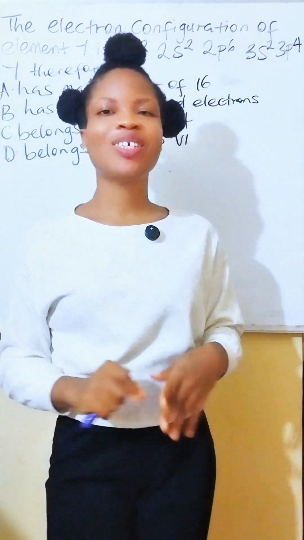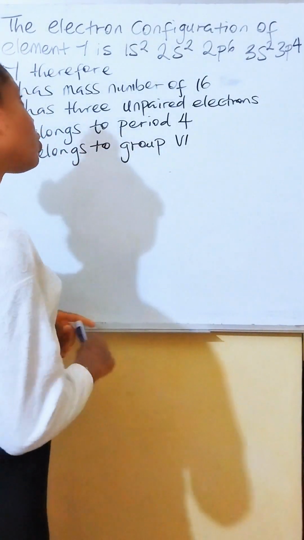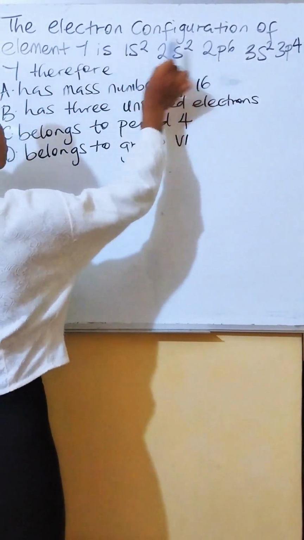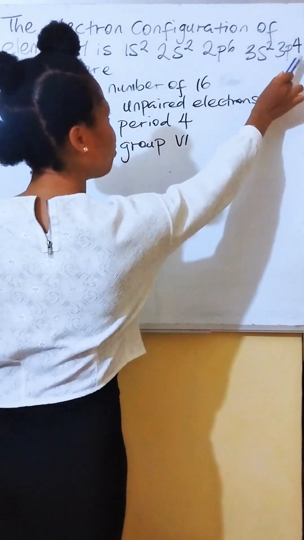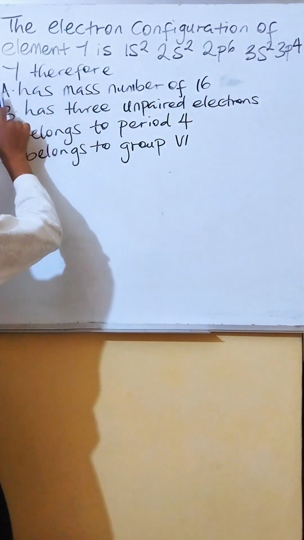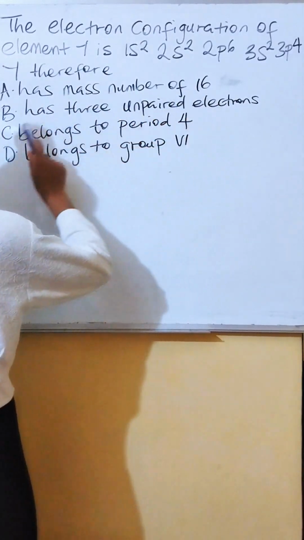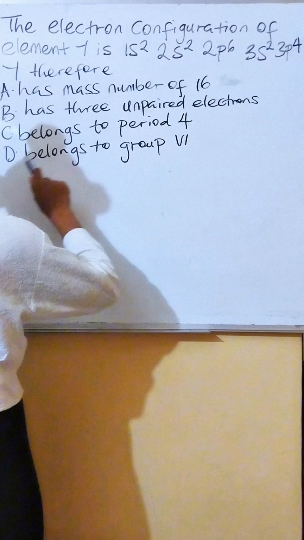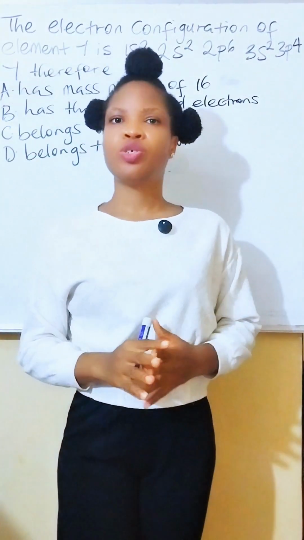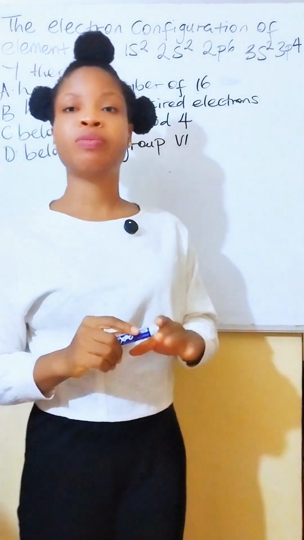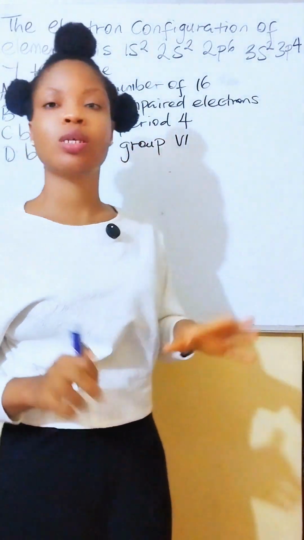Hello viewers, we have a question on the board for us to answer, and the question goes as follows. The electron configuration of element Y is 1s2, 2s2, 2p6, 3s2, 3p4. Y therefore A has mass number of 16, B has 3 unpaired electrons, C belongs to period 4, D belongs to group 6. To answer this question, we're going to pick each of the options one after the other, analyze them, and see the one that best answers the question.